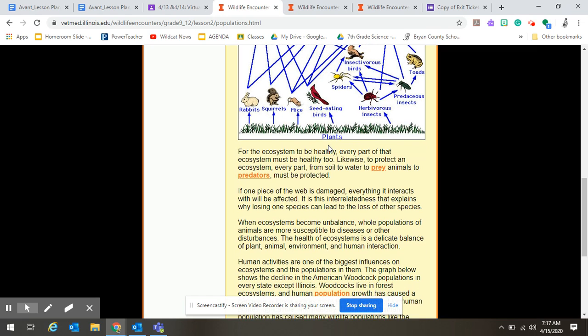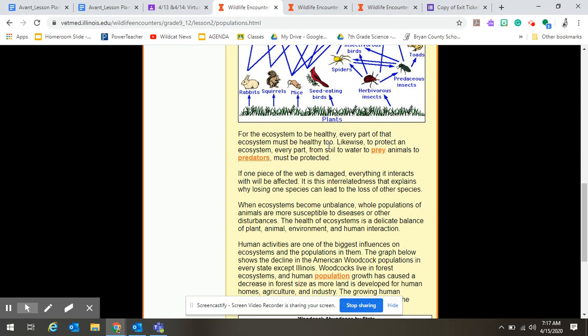So for the ecosystem to be healthy, every part of that ecosystem must be healthy too. Likewise, to protect an ecosystem, every part from soil to water to prey animals to predators must be protected. If one piece of the web is damaged, everything it interacts with will be affected. It is this interrelatedness that explains why losing one species can lead to the loss of other species. When ecosystems become unbalanced, whole populations of animals are more susceptible to disease or other disturbances. The health of ecosystems is a delicate balance of plant, animal, environment, and human interaction.